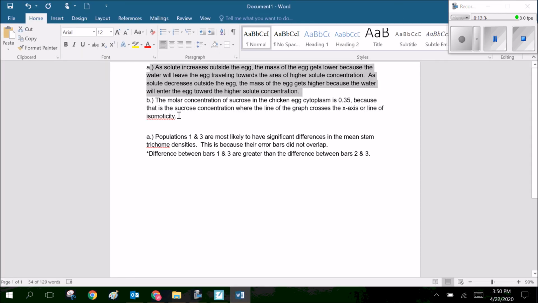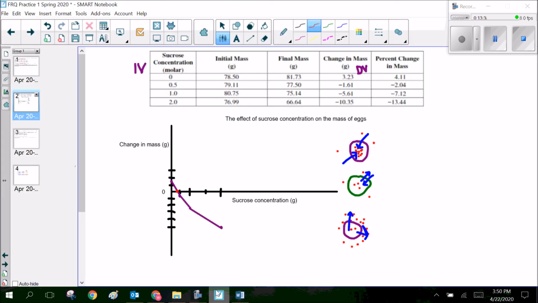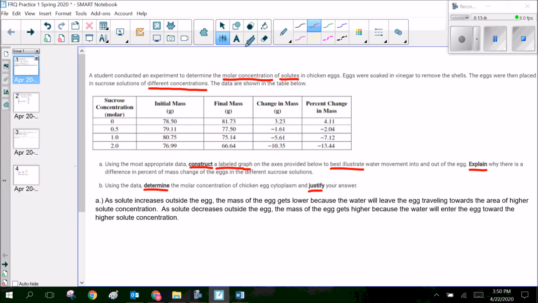All right, so we go in and we grab this one right here, and we copy, and we bring it back over here, and we paste.